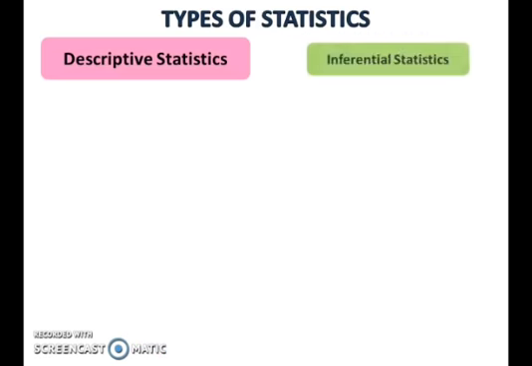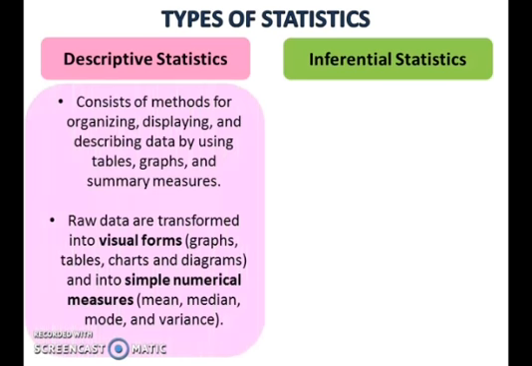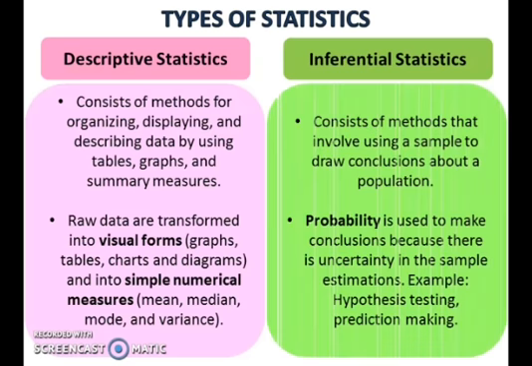There are two types of statistics, namely descriptive statistics and inferential statistics. We use descriptive statistics to present data in a simple way and to make basic interpretation of the data. In descriptive statistics, we use graphs and charts and simple measurements such as mean, median, mode, and standard deviation. Inferential statistics, on the other hand, is used for a more complicated analysis such as hypothesis testing and prediction making.